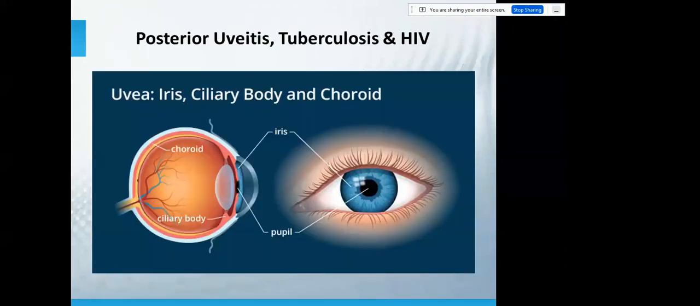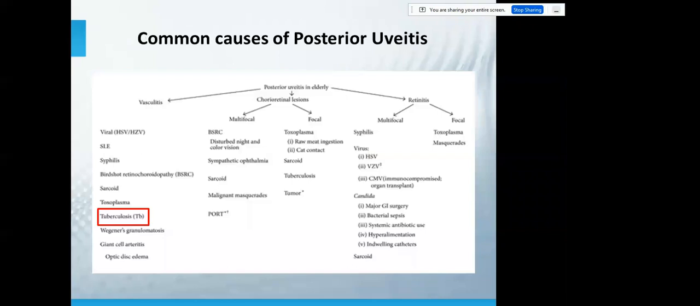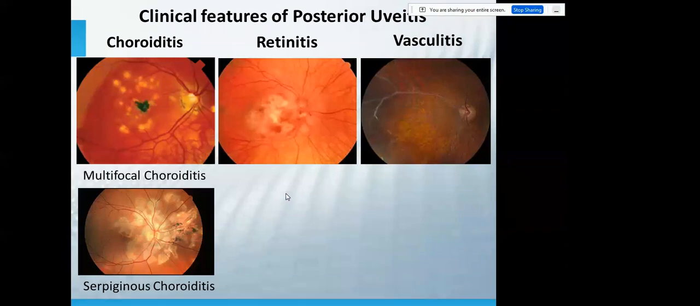So we're going to go to uveitis, tuberculosis, and HIV, okay? The uvea, the term uvea refers to the iris, ciliary body, and the choroid. When you say uveitis, either one or both or all of these are affected by some inflammatory condition. There are so many causes of posterior uveitis, but what is important at your level maybe to highlight, I wanted to mention TB because that's what you're committed to discuss today. But there are many other causes I don't want to dwell on them.